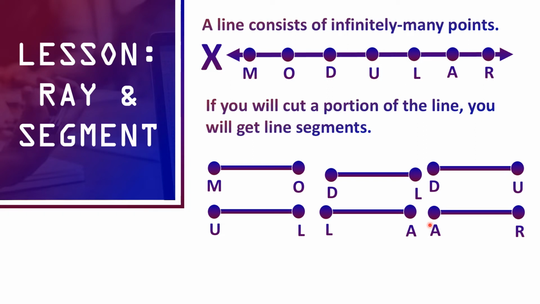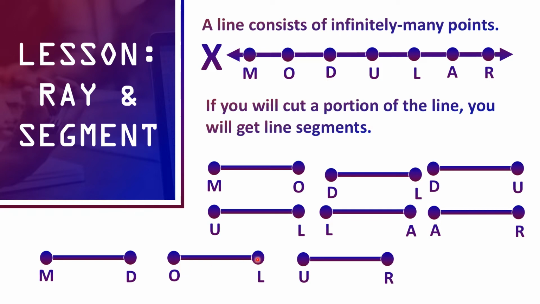or we can have it in opposite direction. We can also have it as line segment MD or DM, line segment OL, or line segment LO, line segment UR, line segment OA. So these are some portions of this line X that we can form. So we can form many line segments.